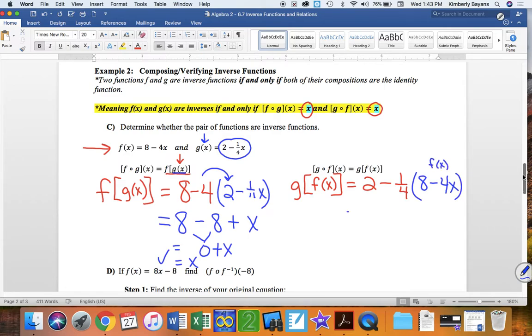And again, I'm going to distribute. So negative 1/4 times 8 is negative 2, and negative 1/4 times negative 4 is positive 1. So positive 1x. 2 minus 2 is 0, and 0 plus x is just x. So both of these came out when I did the composites of each of them. They simplified to just 1x. So since both of them simplified to just 1x, they are inverse functions.